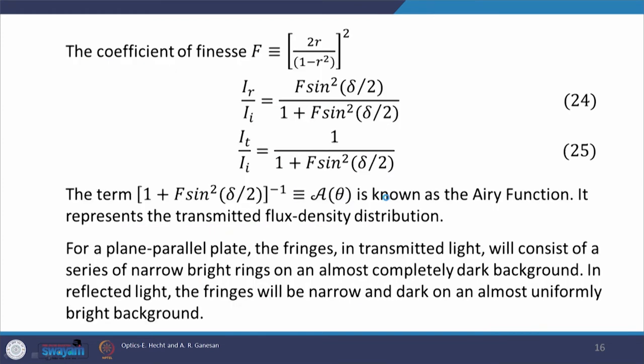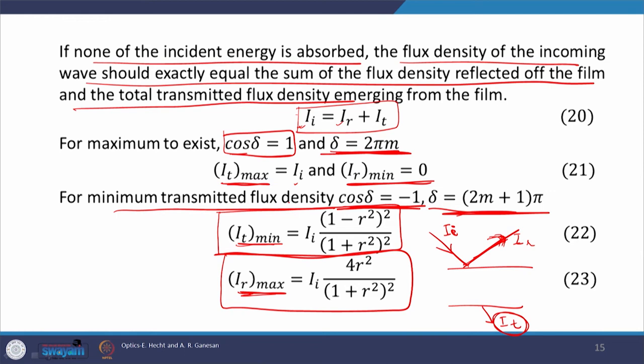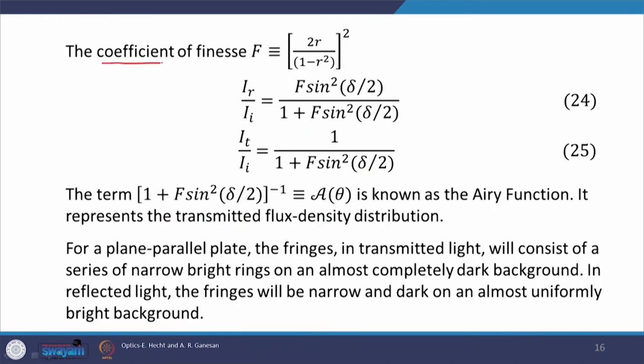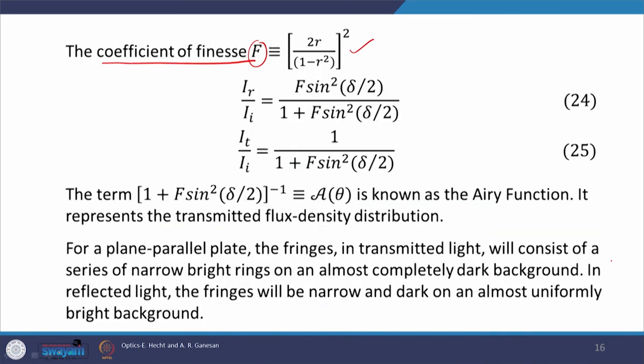Now, as I said before, in equations 18 and 19, the bracket term 2r by 1 minus r square is appearing several times, and therefore we define a term called the coefficient of fineness, represented by capital F and equal to the square of 2r upon 1 minus r square. With this introduction, let us rewrite equations 18 and 19, which are given here, then we get a better form of these two equations. Earlier they were looking bulky.